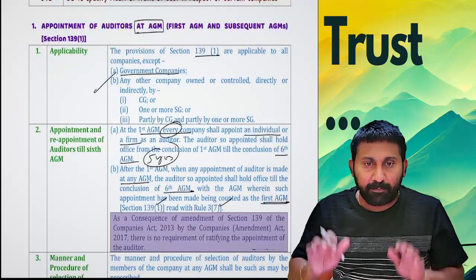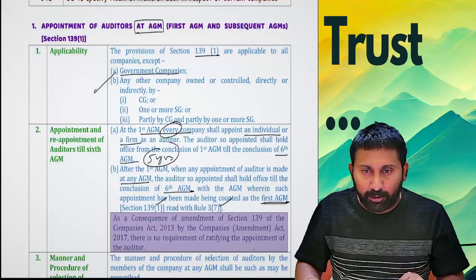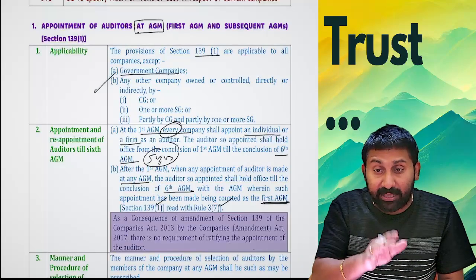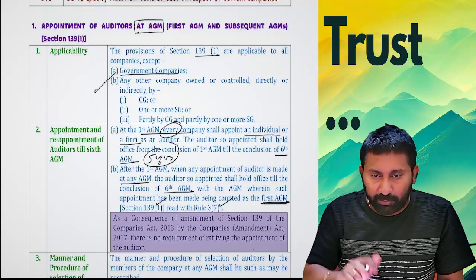So, the simple procedure is: first auditor will be appointed by the board of directors. Other than for a government company, the board has to appoint within 30 days.